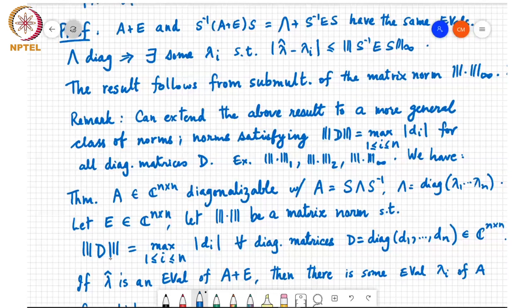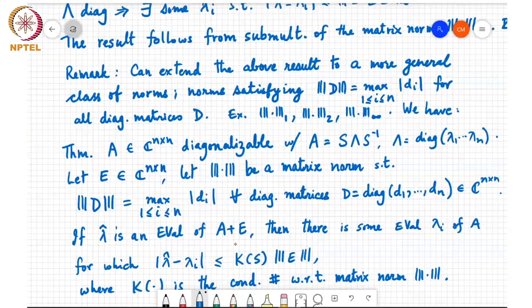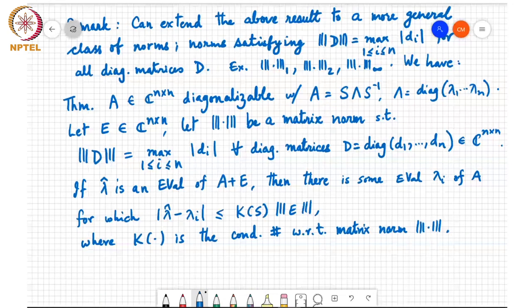If lambda hat is an eigenvalue of A plus E, then there is some eigenvalue lambda I of A such that the magnitude of lambda hat minus lambda I is at most K of S times the norm of E, where K is the condition number with respect to this particular matrix norm. So let's see how to show this. The starting point is the same as that of the previous result. Obviously, S inverse times A plus E times S is equal to lambda plus S inverse E S.